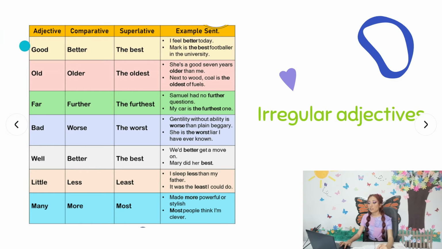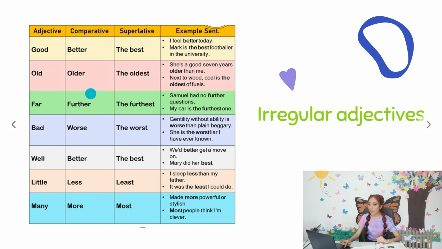Okay, so let's go back to good, better, and the best. I feel better today. So it means that this week I've been feeling bad, but today I'm feeling better than I did yesterday. Okay, Mark is the best footballer in the university. So it means that there are a lot of football players in the university, but Mark is the best of all. Okay, that's a superlative because we're comparing Mark with a big group of people.